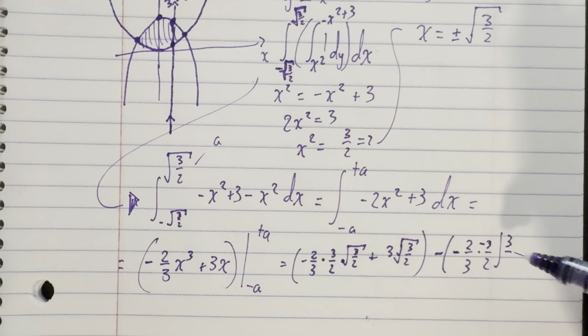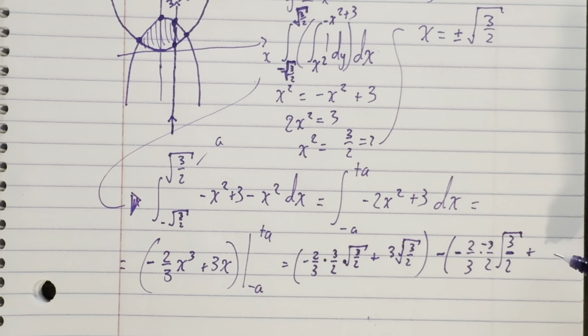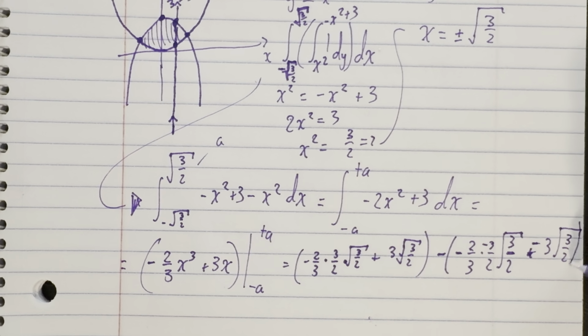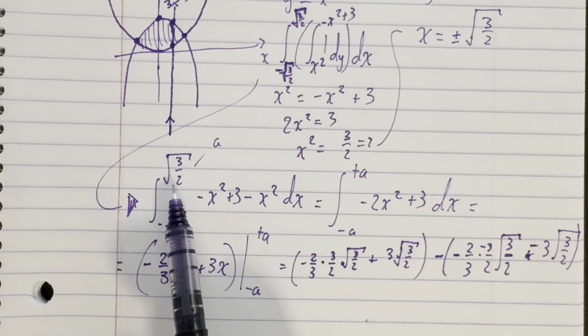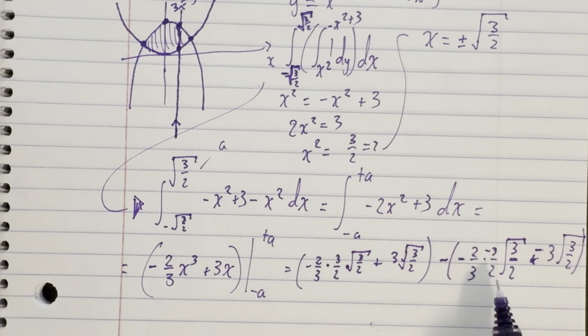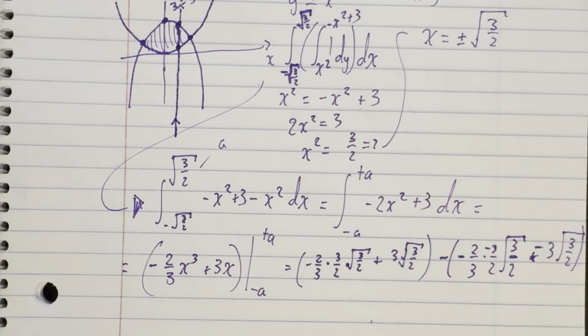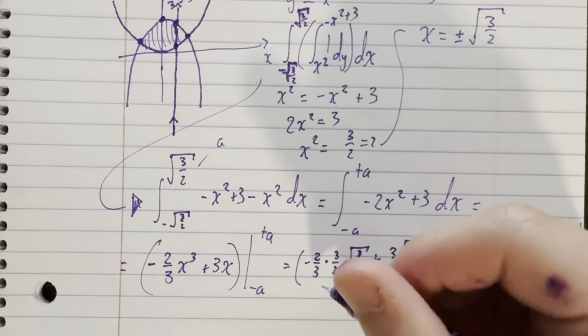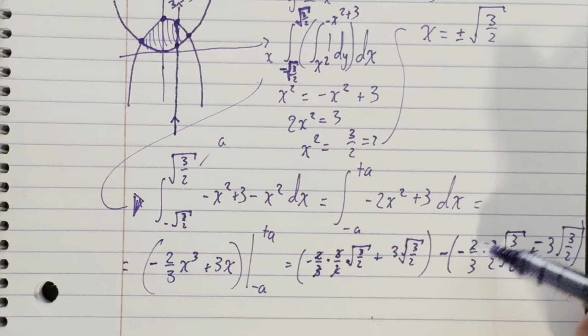Oh, well, this is gonna be negative. Plus, well, I guess it's gonna be minus now, 3 root 3 over 2. Okay, let's make sure we're consistent with the signs. If you cube this guy, you're gonna get a positive. If you cube this guy, you're gonna get a negative. So you're gonna have a minus plus a minus. Oh, damn it. Cancel. Okay. So what cancels? This guy cancels, this guy cancels, this guy cancels, this guy cancels. Okay, I guess that's kind of nice.